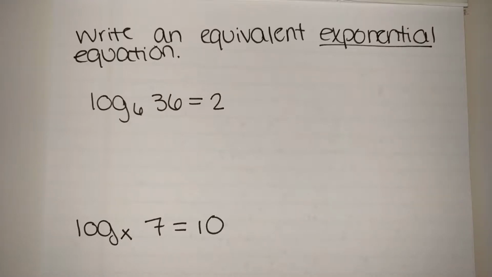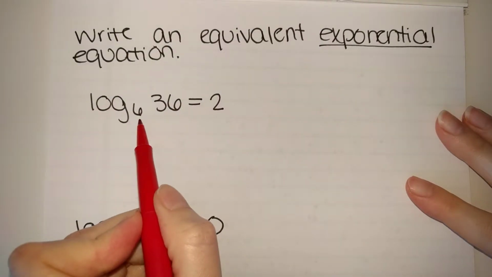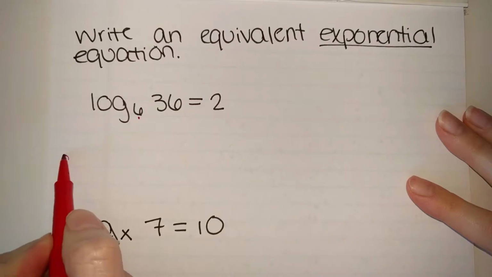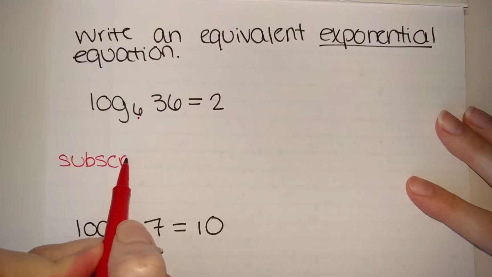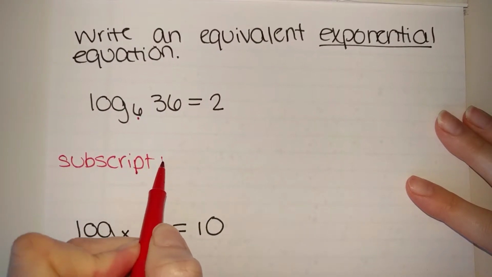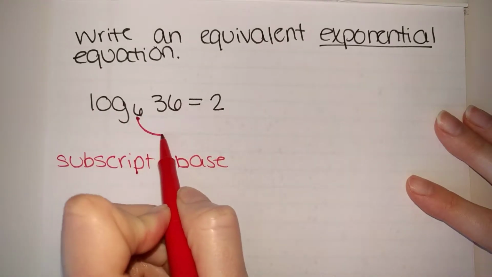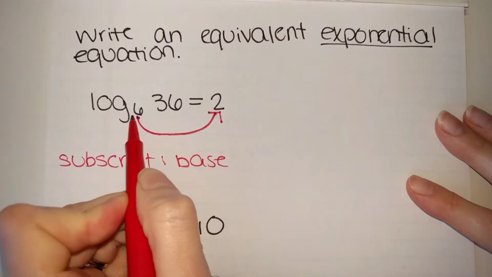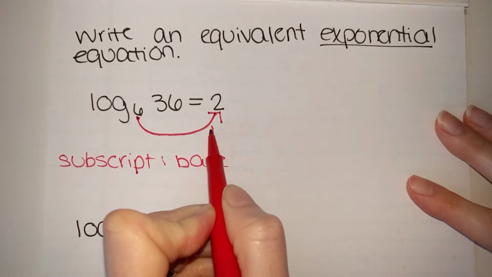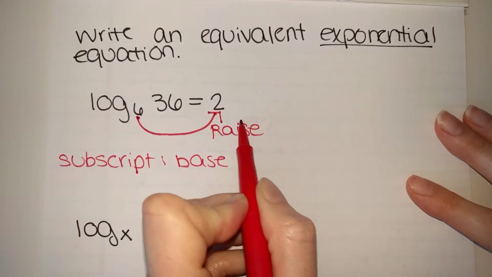All right, so if we need to write an equivalent exponential equation, we need to get out of this logarithm stuff and into an exponential equation. And the way we do that is by taking the base. Again, the subscript is going to be your base. That's your starting point. And I always think about B: the base is your beginning. So you start with your base and you raise it to the complete other side of the equation. So it's going to be raised to the second power.